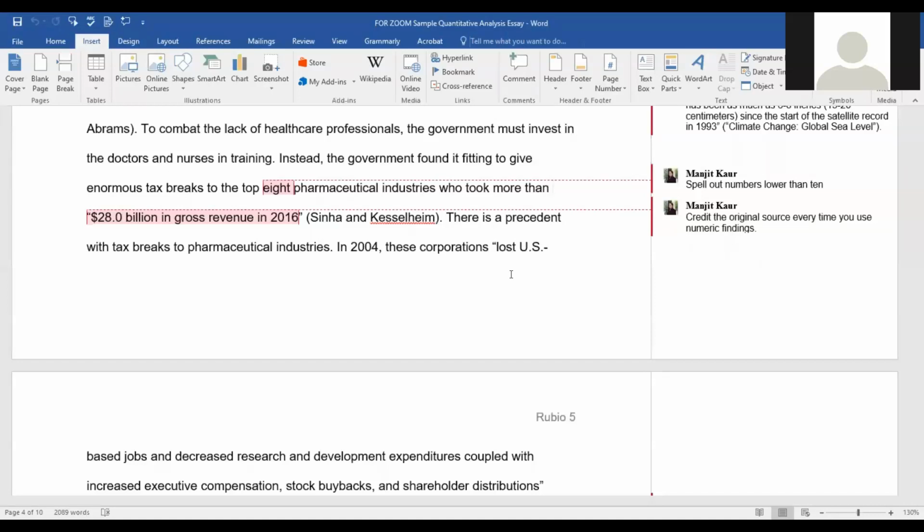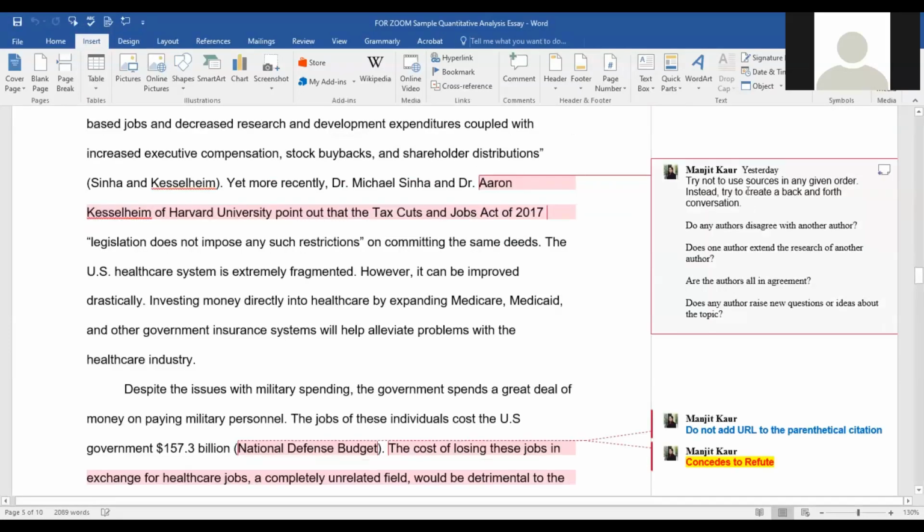But anytime you use data, you have to credit it, unless you did the survey. If you go out there and do your own survey, which is not required, and do not do that for this assignment. No, this is not about a field survey or anything. It is about research. It is about how you find research material and how you incorporate that research into your work. So unless you did the original findings, the data collection, you have to credit your source. Try not to use sources in any given order.